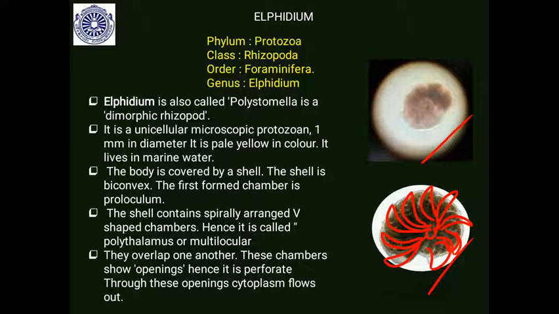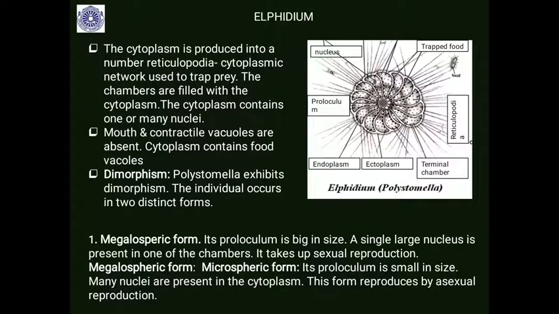They have a number of pores. You can see they are perforated. There are many pores on that. Through these pores the cytoplasm flows in between the shells. In the diagram you will find like this. So this is the proloculum, that is the first formed. Then you can see how exactly the shells are arranged in a spiral manner, and you can see the protoplasm flows outside also, and they form a network, and this is called reticulopodia.